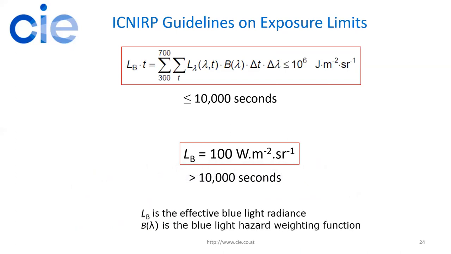And it publishes formulas like these, which, on first viewing, look very daunting. But essentially what it says in the top one is, if we've got less than 3 hours exposure, less than 10,000 seconds exposure, then our limit is a million joules per meter squared per steradian. And that means that when we take our exposure, we need to look at the distribution of our optical source as a function of wavelength, and we need to weight each part of the spectrum with the blue light hazard function, and then we add it all up over wavelength and add it up over time, up to our 10,000 seconds, and see whether we exceed that limit or not. When we go above 10,000 seconds, the limit is in terms of radiance, 100 watts per meter squared per steradian.